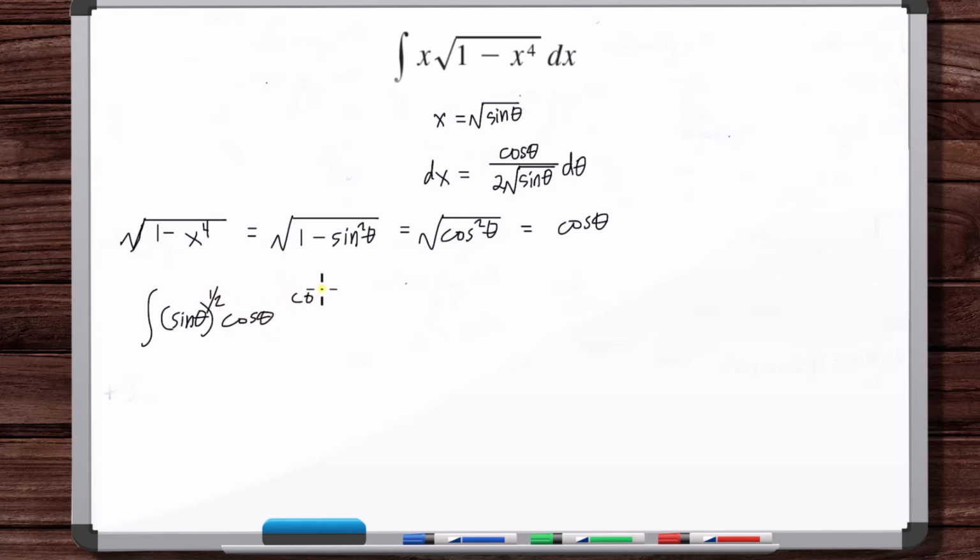And then dx is, so these cancel, and we're left with 1/2 cosine squared theta d theta. 1/2 integral cosine squared theta d theta. Okay.